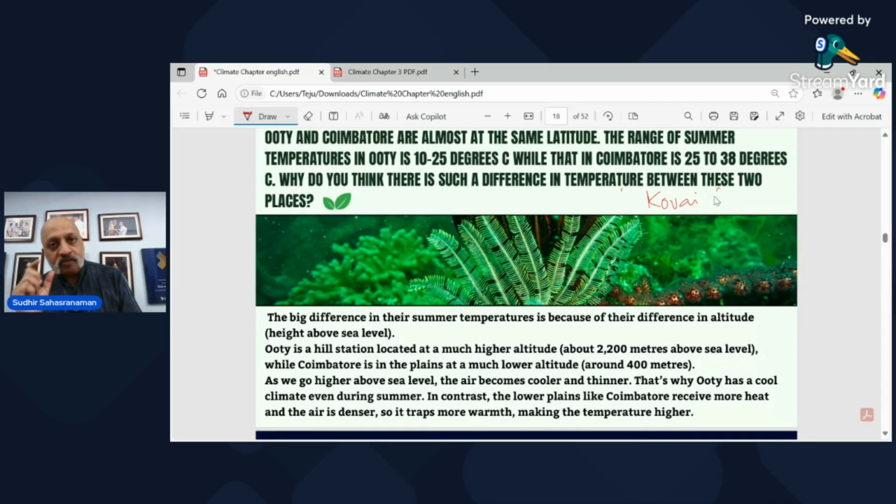Now, in terms of latitude, both of them are at the same latitude. Then why is it that the range of summer temperatures in Ooty is 10 to 25 degrees, while that of Coimbatore is 25 to 30? Coimbatore gets very hot. Ooty remains cool. Why is it? What's the difference? What's the reason is what the question is.